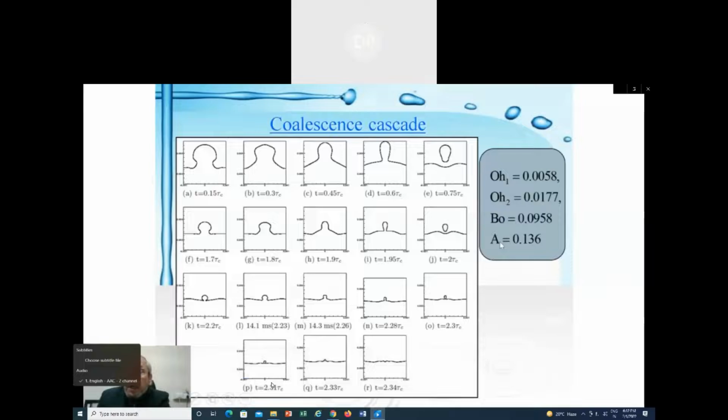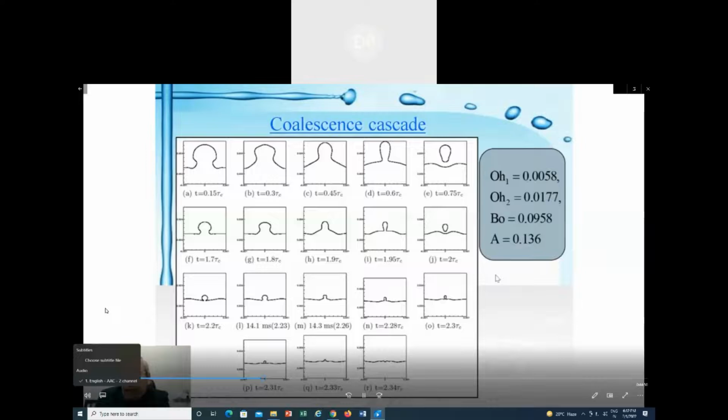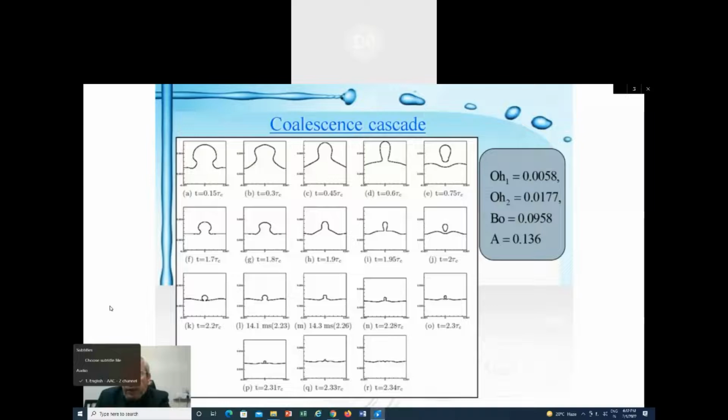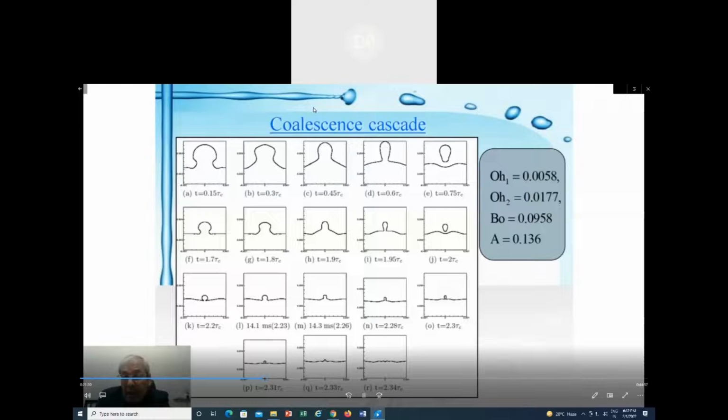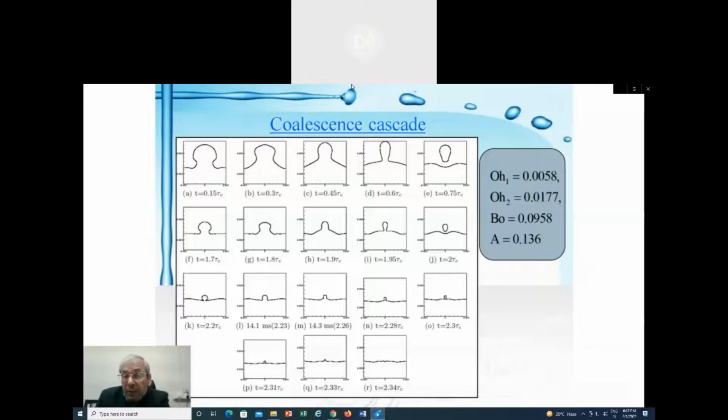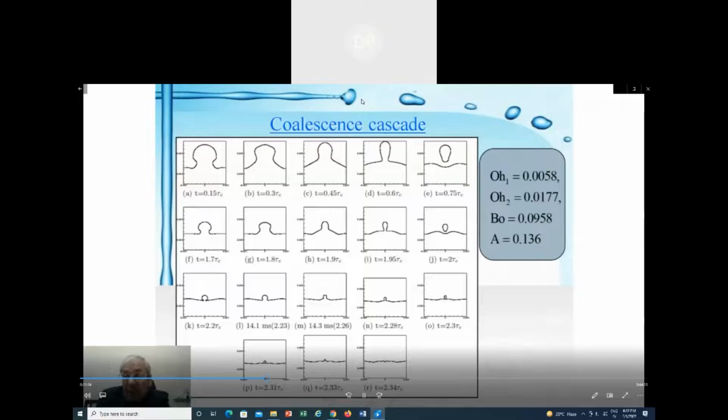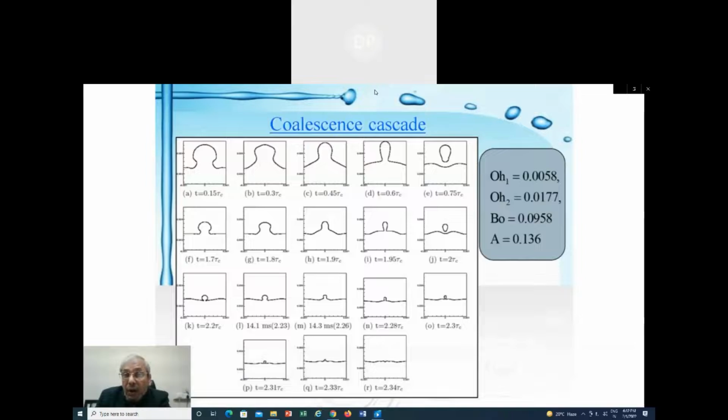This particular case was taken from an experiment of Honey and Kavehpour, and this was a drop of 1.2 millimeter falling through the air medium, a drop of water of 1.2 millimeter falling through the air medium. The investigators, Professor Kavehpour's group, got the secondary drop as 0.64 millimeter and the tertiary drop as 0.32 millimeter. We have also got the ratio of secondary to primary drop as 0.54 and tertiary to secondary drop as 0.47.